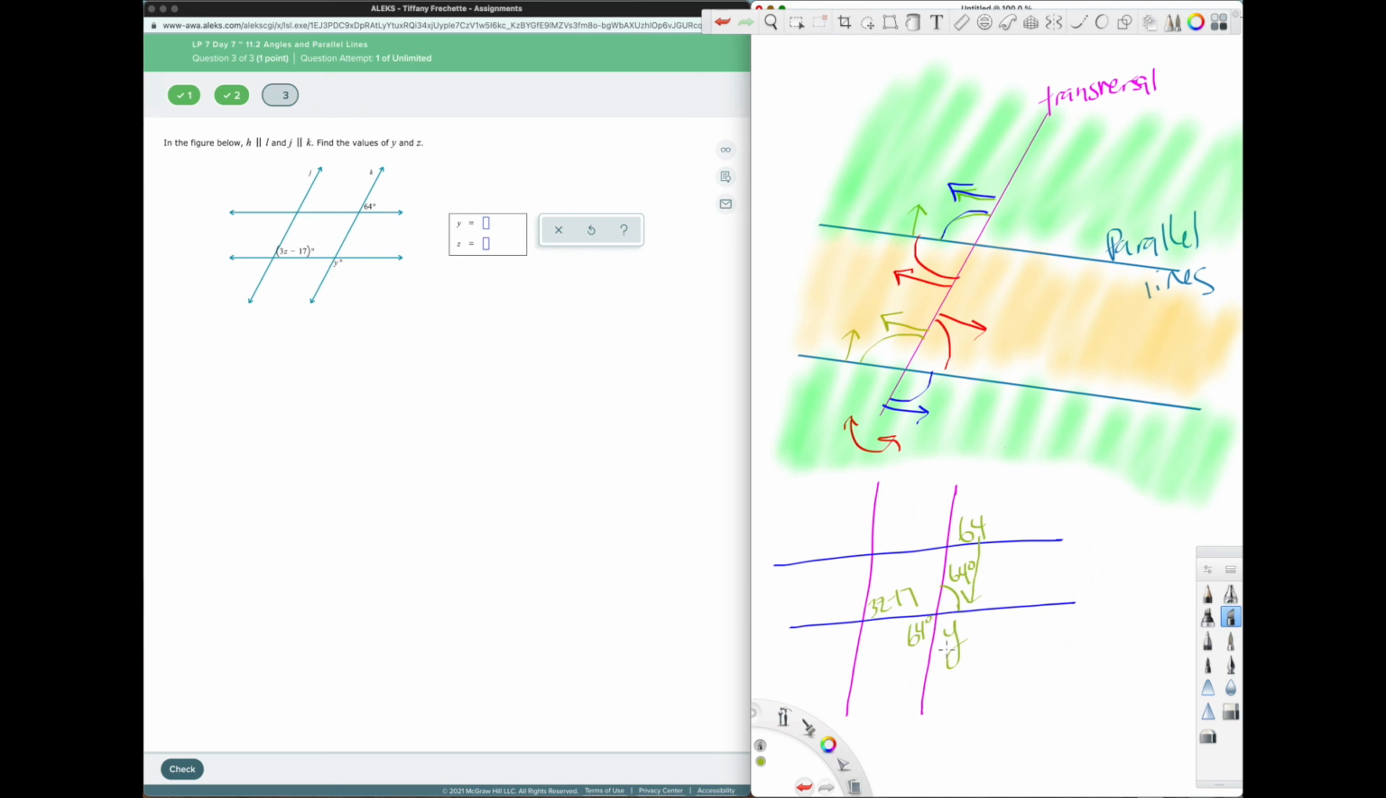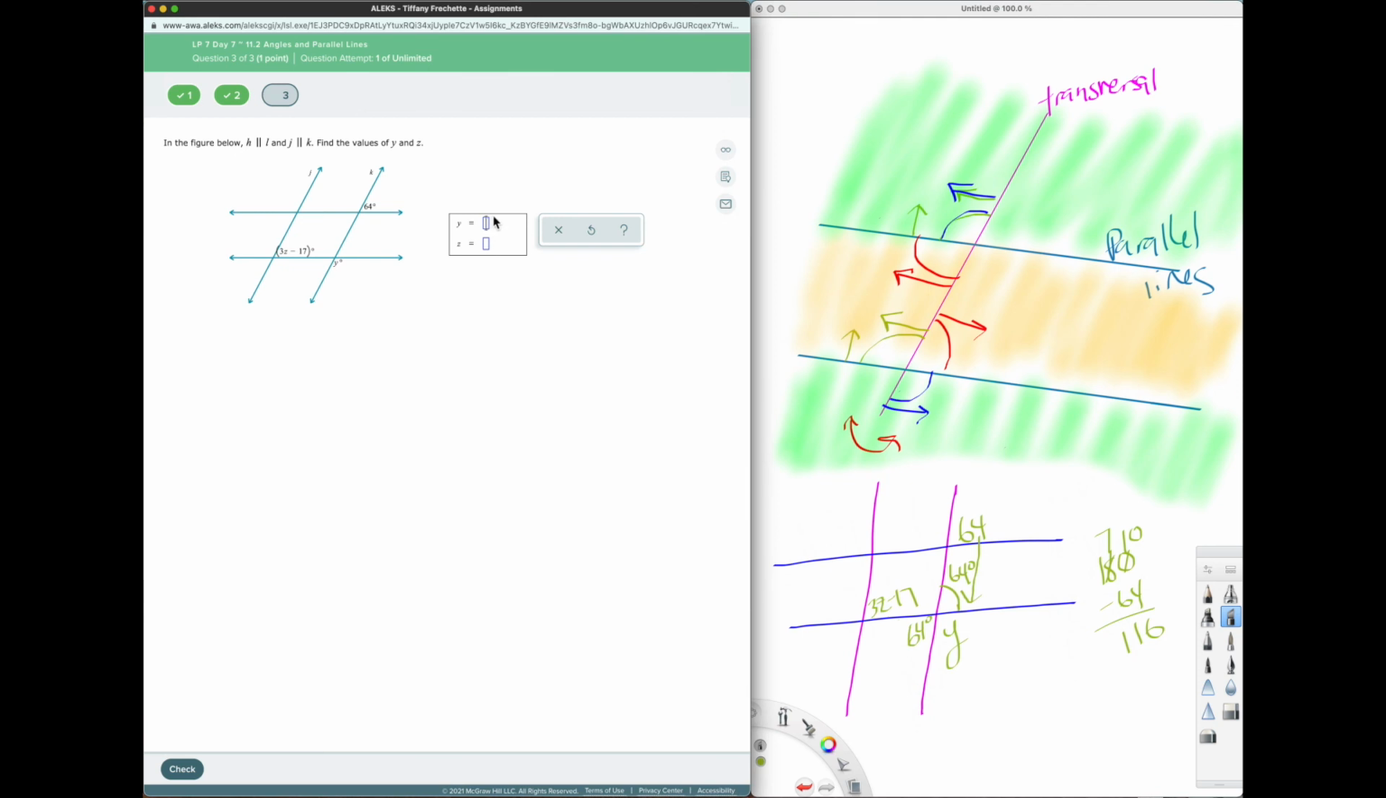So now I can very easily solve for this. These are linear pairs, so I'm going to go 180 minus 64. And let's see, that's going to get me 6 and 1 and 1. So that's 116 for y. Whoops, didn't mean to put that 2 in there. 116. All right, and let's see, what color have I not done?